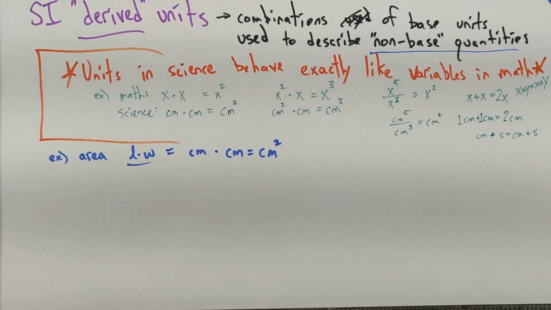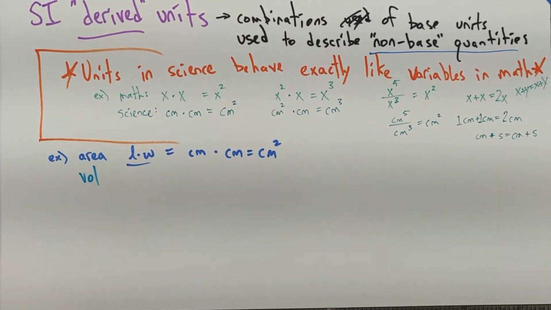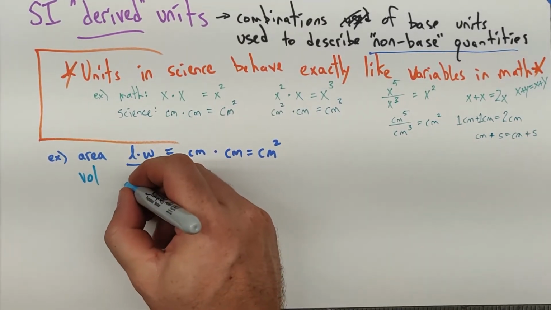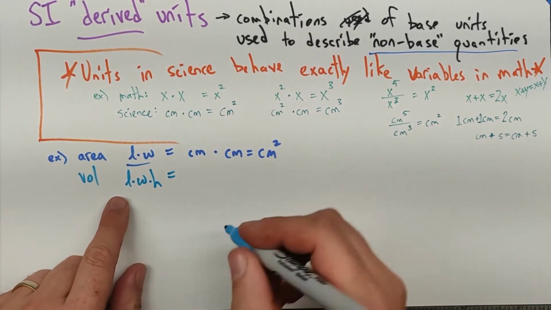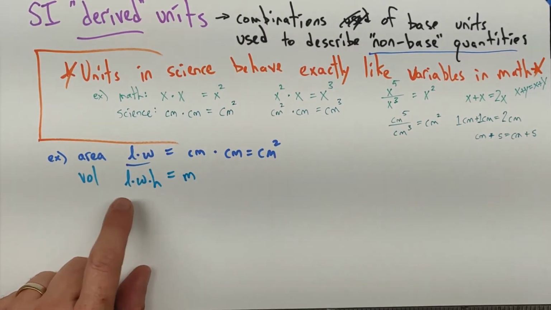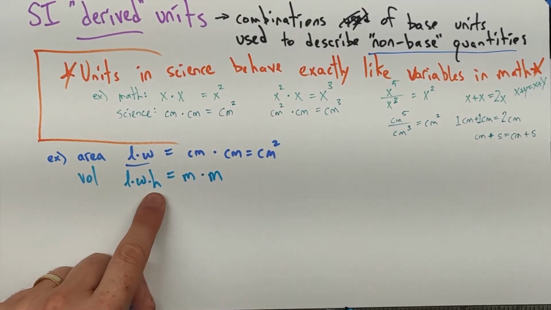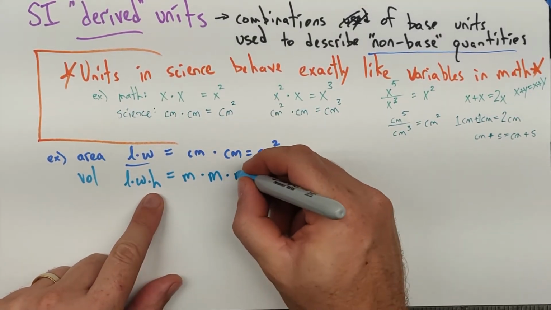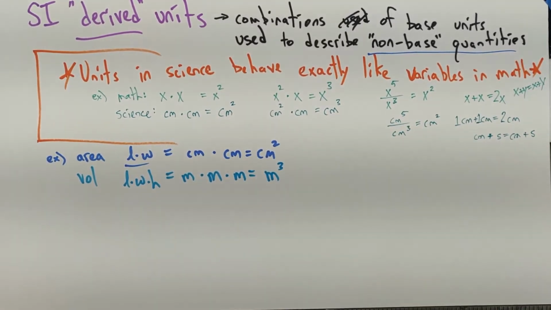And one step up from area, maybe we want to talk about volume. And volume, you may recall, is often length times width times height. Well, the unit for length is the meter. The unit for width would be the same, that is the meter. And the unit for height would also be the meter. Those are all lengths, and you get meters cubed. And so our unit here would be meters cubed.